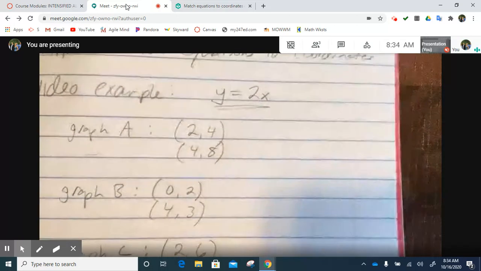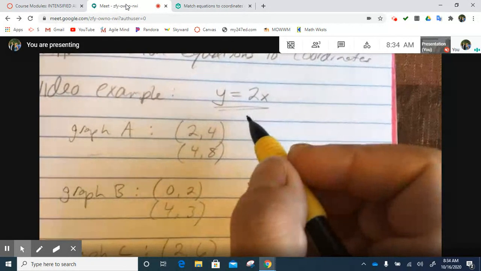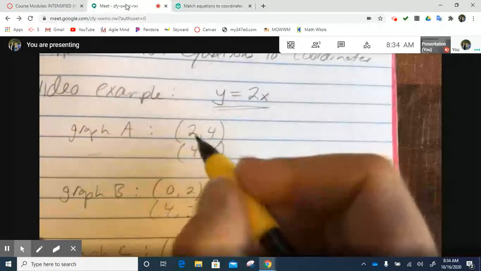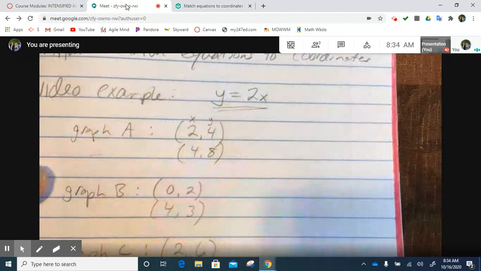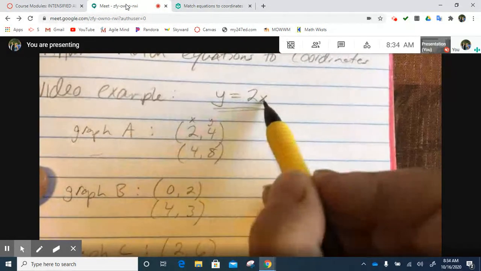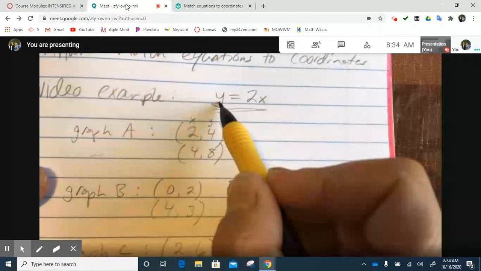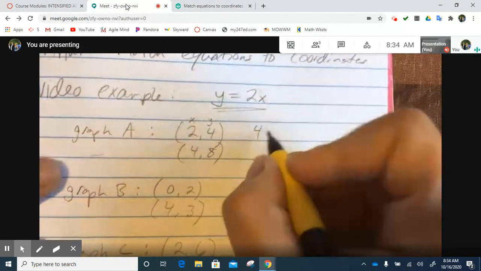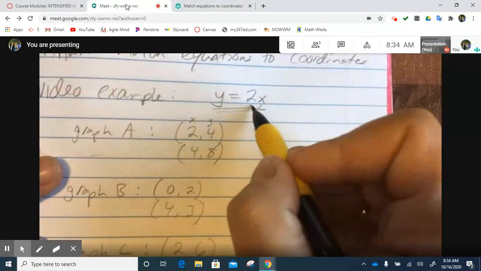So now all we have to do is start plugging these points into the equation to make sure that it works, that it holds true. So remember, this is our x, this is our y. So we're going to plug 2 in where x is and 4 in where y is. So we're going to have 4 equals, and remember when these are sitting right next to each other, that means multiply.